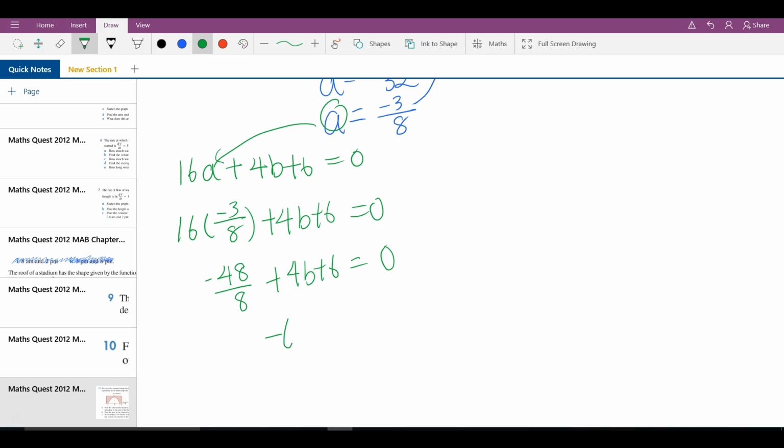So that's negative 6 plus 4b plus 6 equals 0. Now negative 6 plus 6 cancel out, so 4b equals 0. Therefore, b is equal to 0.